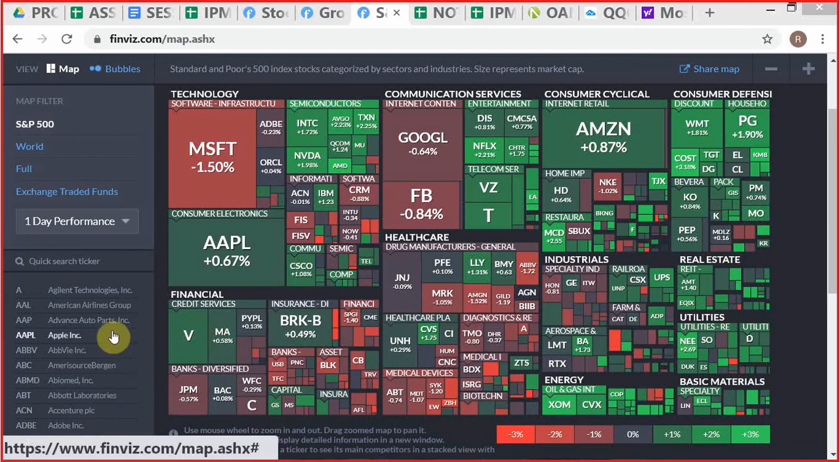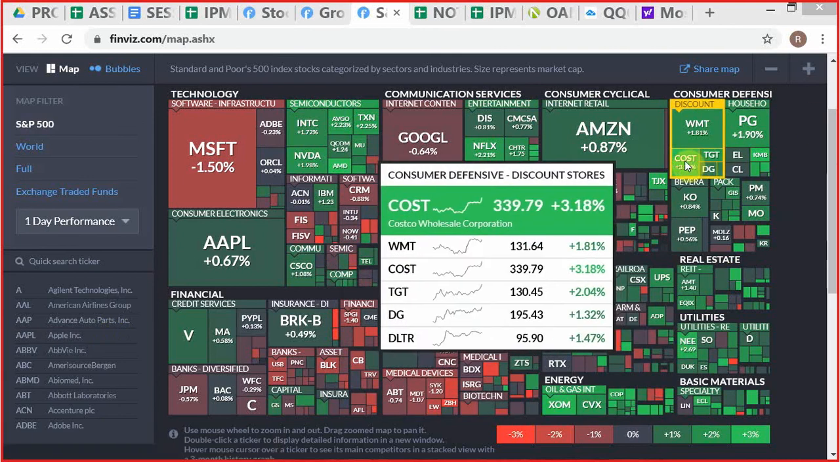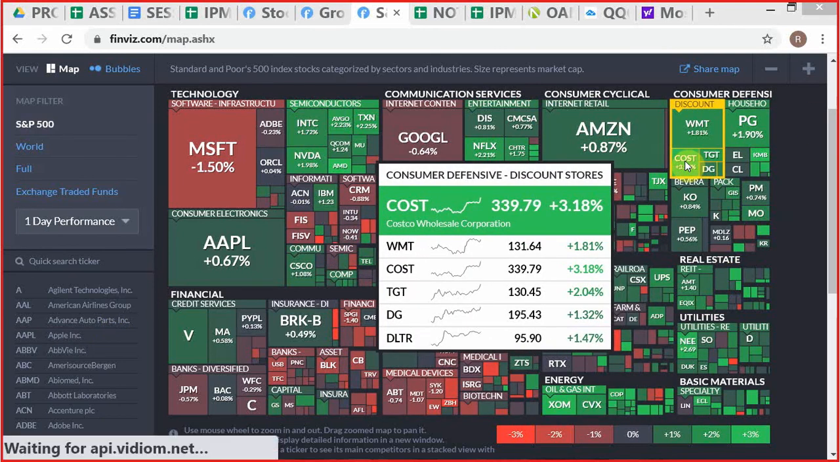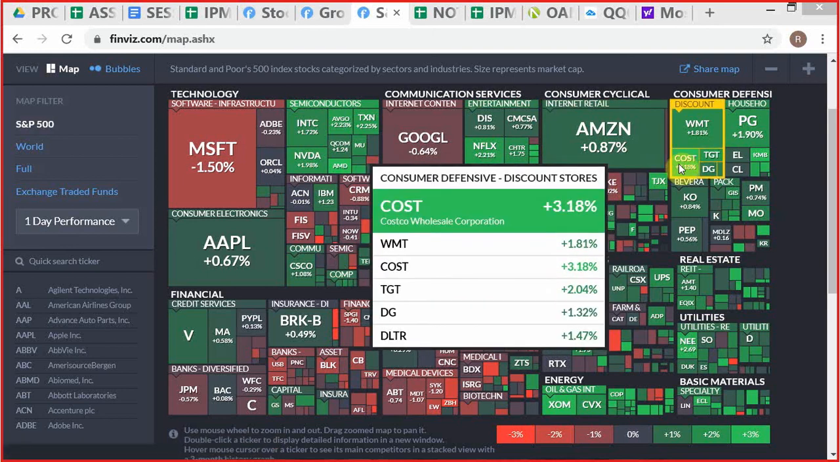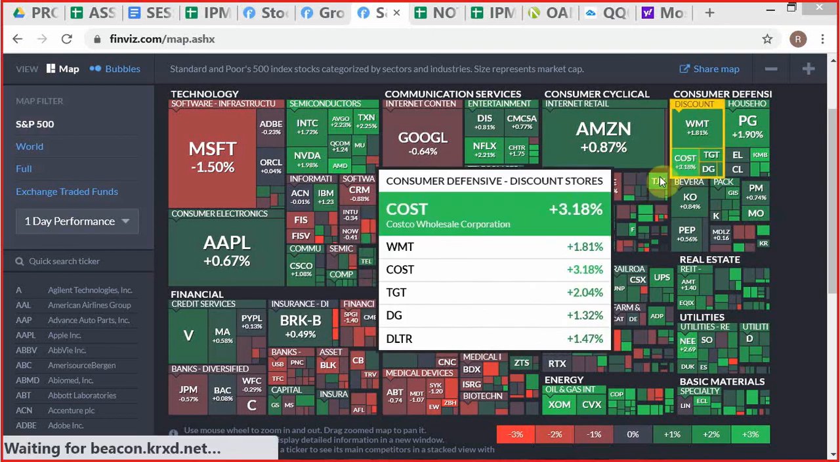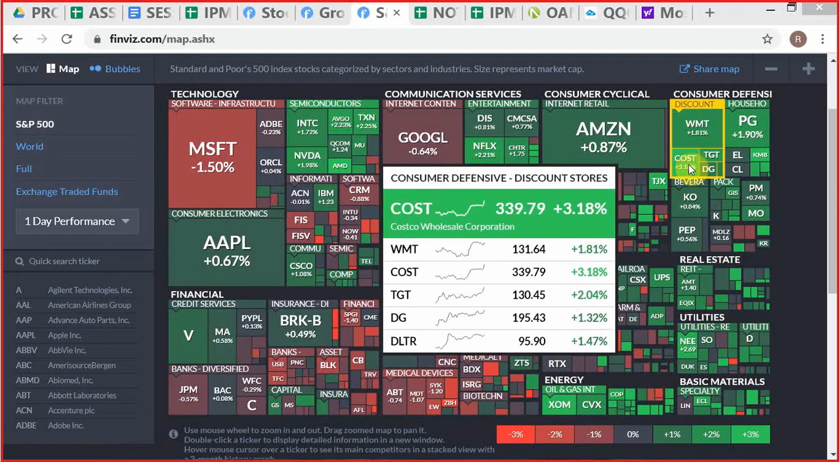Alright, so this is what we want to understand as a heat map. So this is very, very bright means if you look at this, Costco, which is I think one of your stocks. Okay, Costco is very bright green. So this is a big discount store in the US, very big discount store. Okay, so this Costco is up at least 3%, more than 3%. So you can see it's in bright green, okay.